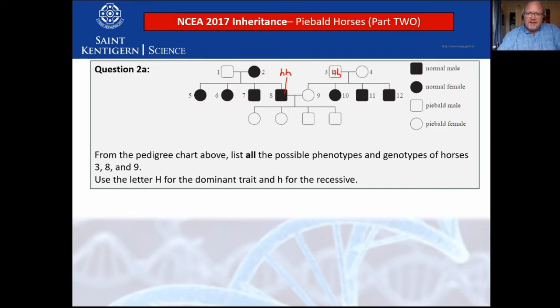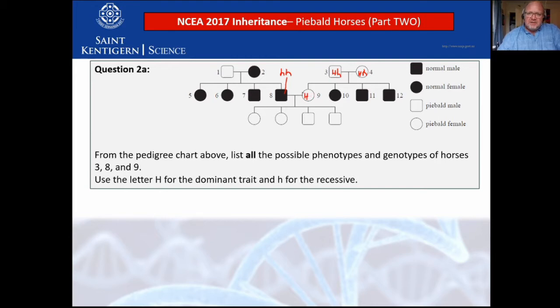Now number 9. Number 9 could have received a dominant allele from the dad, and she could have received a dominant allele from the mom. But if you look at the mom over here, remember each of them had to give a little h for these offspring. So all we know at this stage for certain is that number 9 has got a dominant allele. We don't know if it came from the mom or the dad, and we don't know if the mom or the dad gave them a recessive allele.